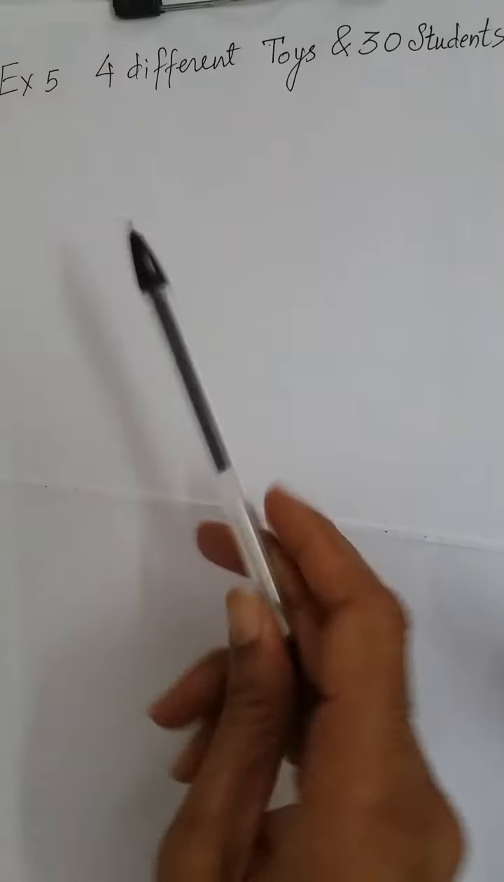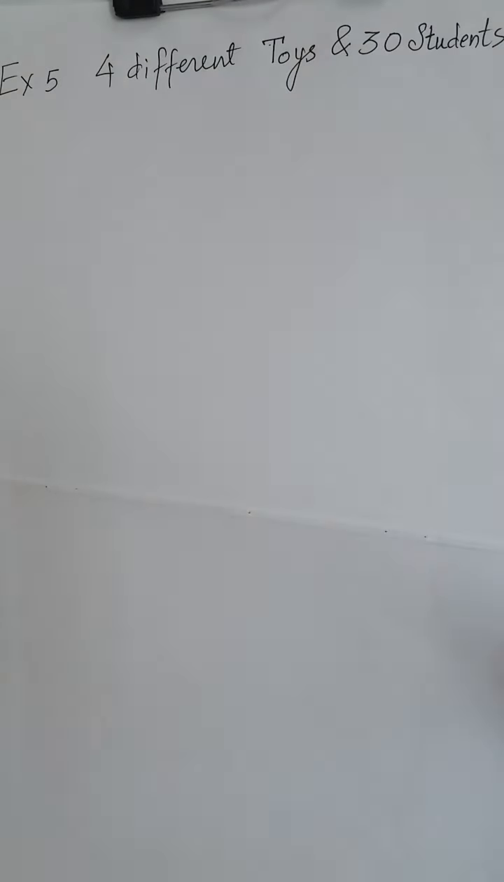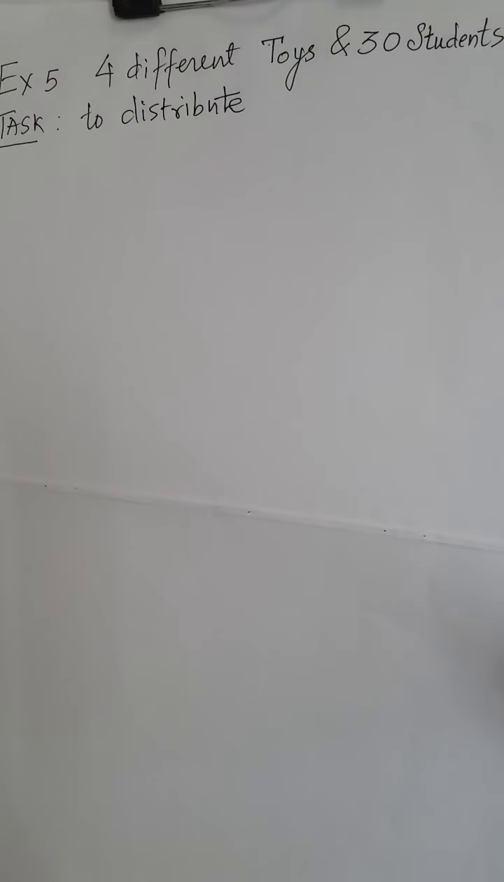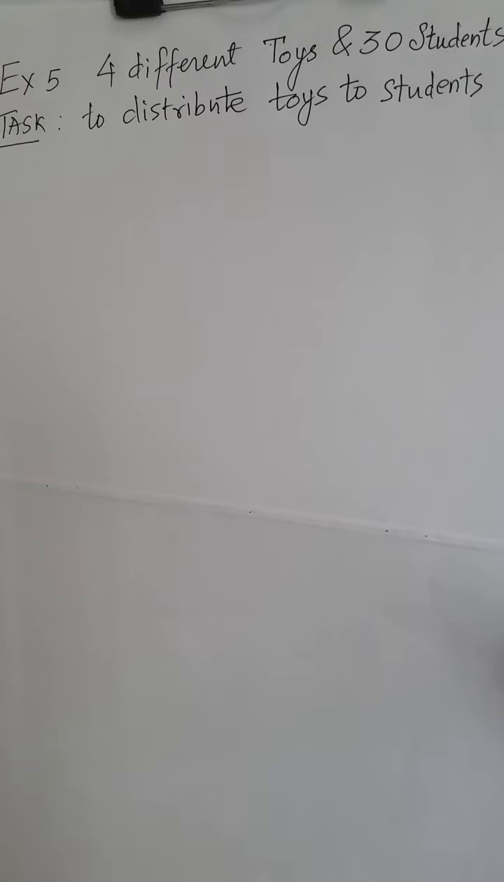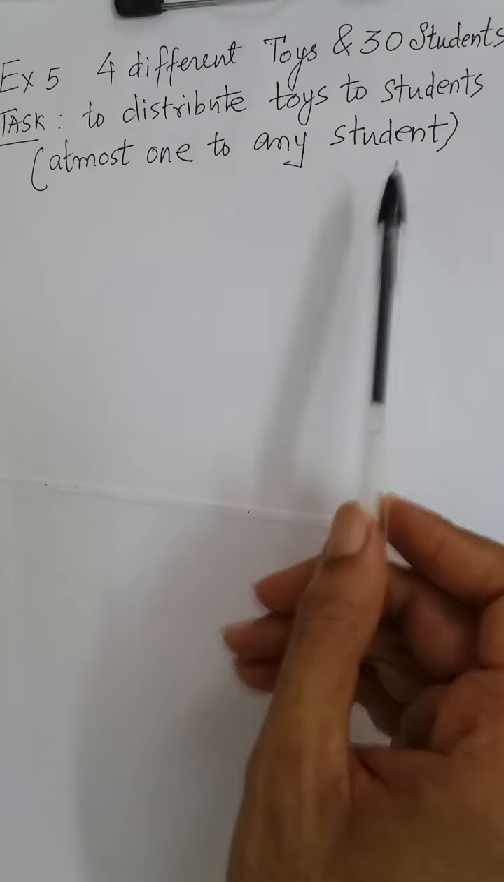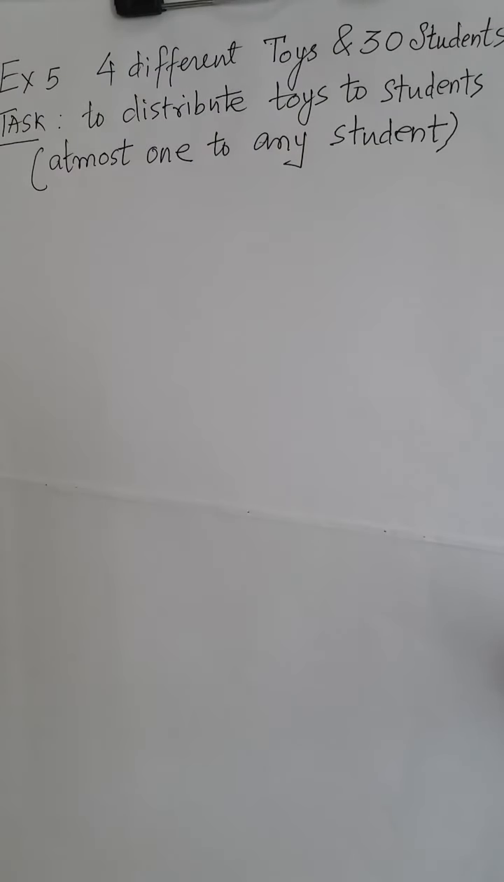So let's take another example. 4 different toys and 30 students are given. The task is to distribute. To distribute what? To distribute toys to the students. At most 1 to any student. It means if a student has got a toy, he is not eligible to get another toy. Okay?